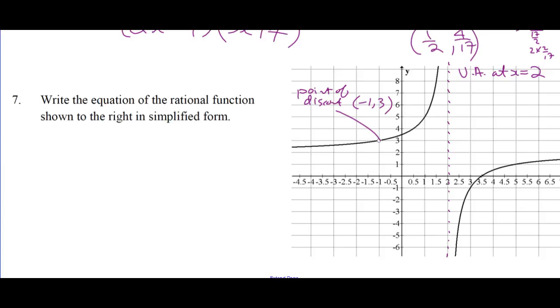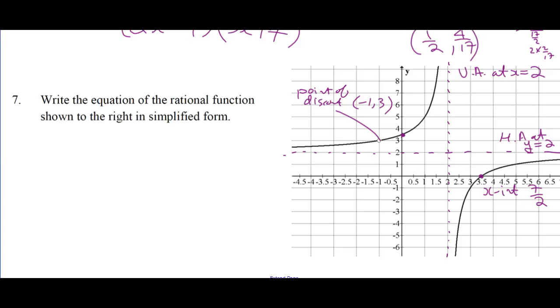We have a horizontal asymptote at y equals 2. We have an x-intercept of 7/2. It's 3.5, but if I want to turn that into a factor, then it'll be 2x minus 7. And we have a y-intercept of 3/2.